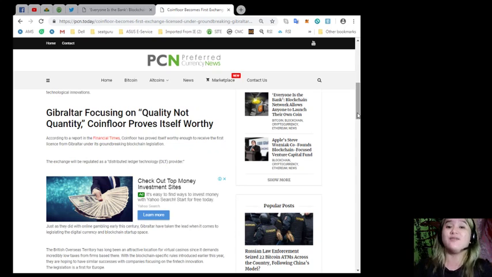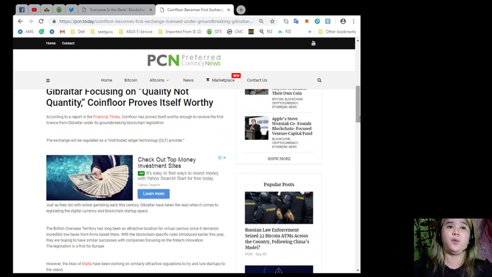CoinFloor proves itself worthy. All right, let's find out. According to a report in the Financial Times, CoinFloor has proved itself worthy enough to receive the first license from Gibraltar under its groundbreaking blockchain legislation. The exchange will be regulated as a distributed ledger technology, or DLT, provider.